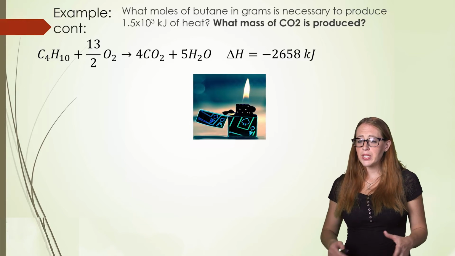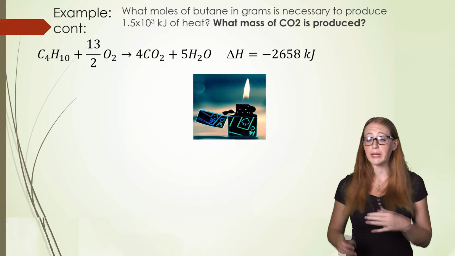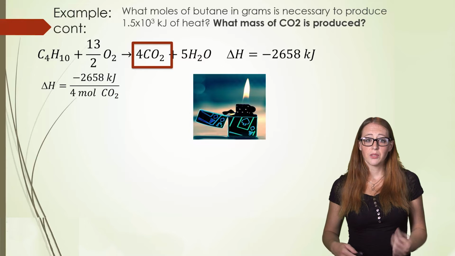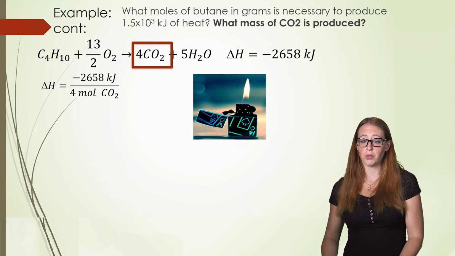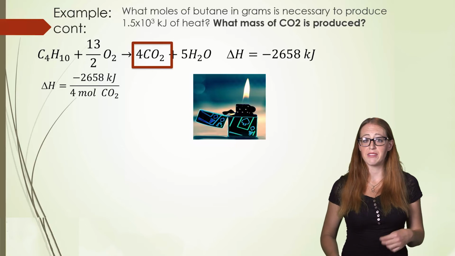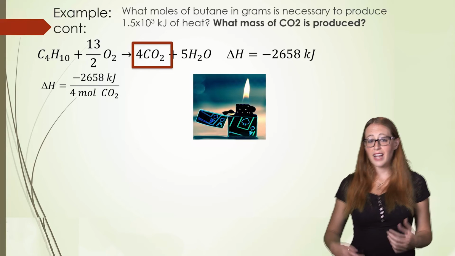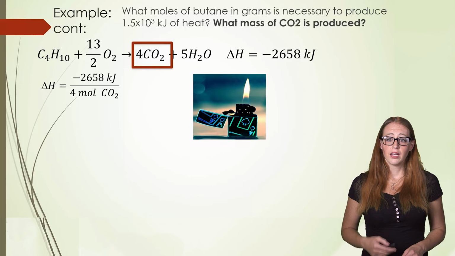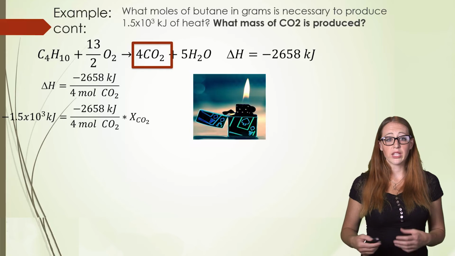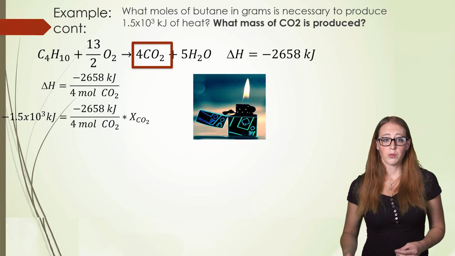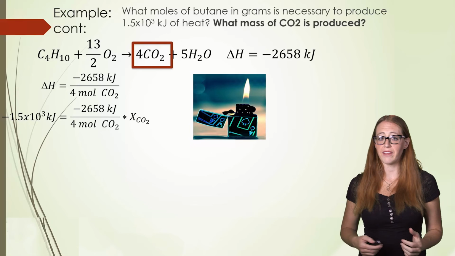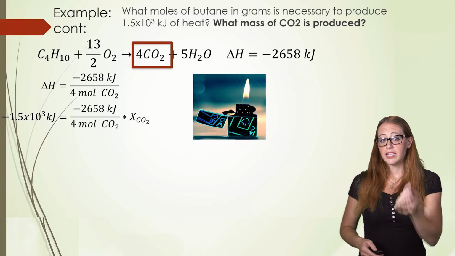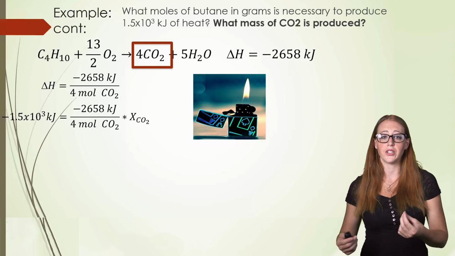So now we can pretty much do the exact same thing that we did before when we rewrote the delta H in terms of the thing that we cared about. But we need to be careful that we write it in terms of moles of carbon dioxide. And so we're going to have a divide by 4 in there because it's not per 1 mole anymore, it's per 4 moles. From here, we can write out the same sort of equation where we say, well, we want the 1.5 times 10 to the third kilojoules of energy, and we know that that's going to equal our delta H of reaction times some unknown amount of CO2.